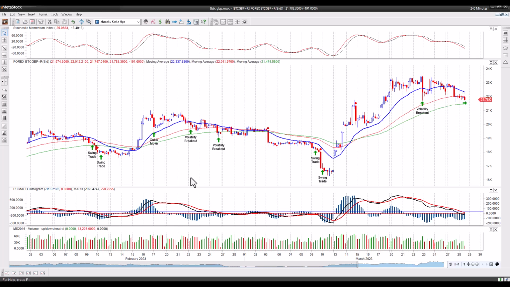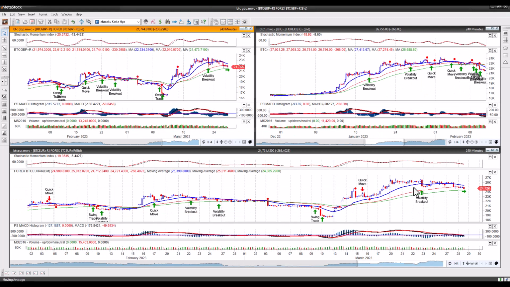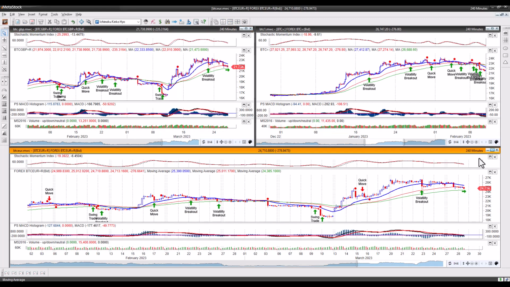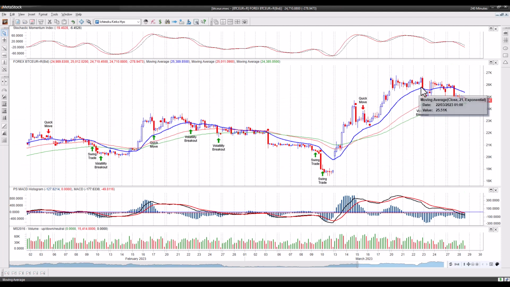But these are the signals on the 4-hour chart for Bitcoin versus the sterling currency pair, the UK currency pair. The last one is the euro I'm going to look at. You can see a lovely swing trade there. You can get quick moves to the downside, very quick short selling signals, but I wouldn't necessarily go short on any of the cryptocurrencies. They're not easy to short from a risk appetite perspective. But you can see a lovely swing trade here as well, a volatility breakout there, another volatility breakout here in February that worked out well.